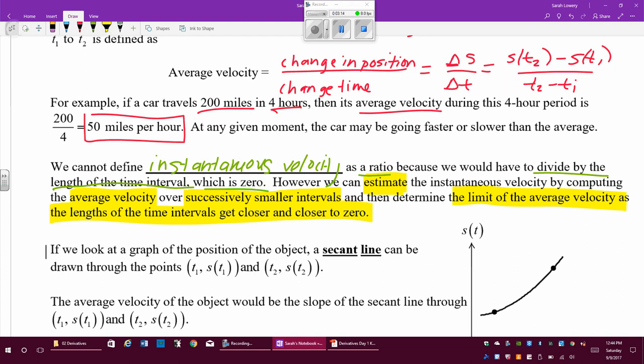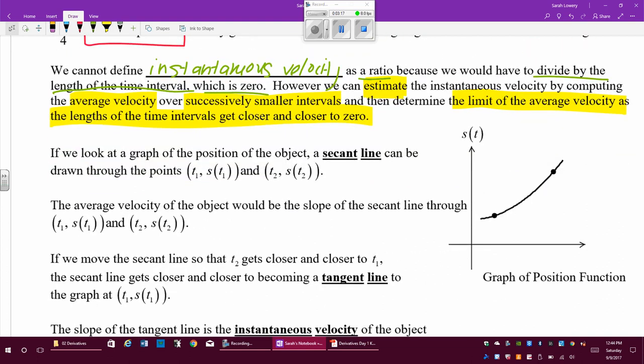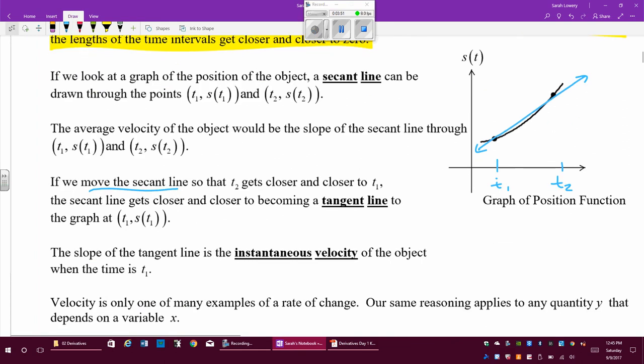And I showed you this last class on that website where I was sliding those 2 points closer and closer together. So again, if I have this graph over here to the right where this is T1 and this is T2, if I was to connect those 2 points with a secant line, the slope of that secant line would be their average velocity, okay? Now, if we move this secant line so that T2 and T1 get closer and closer together, that secant line becomes closer to being a tangent line.